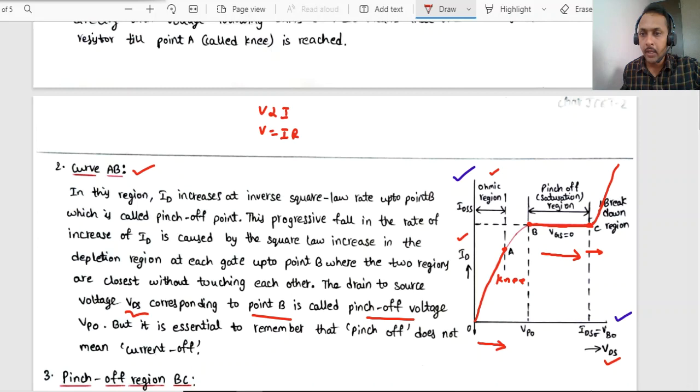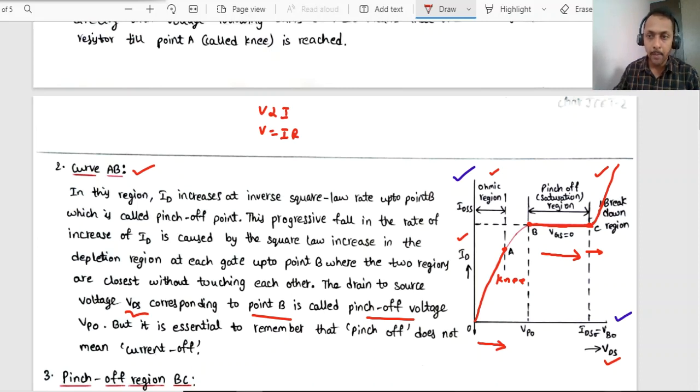After the point B, in the pinch off region, the current is behaving like a constant current source. Once it has crossed into the breakdown region, from here onwards it is behaving in a constant voltage mode. So 4 different shades it has shown us, we can observe, right?